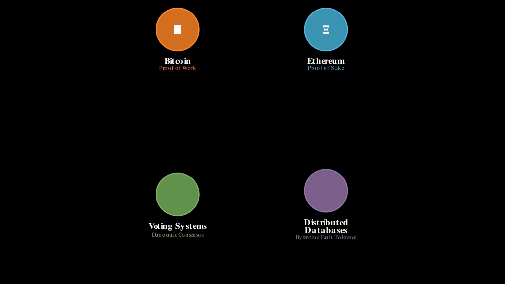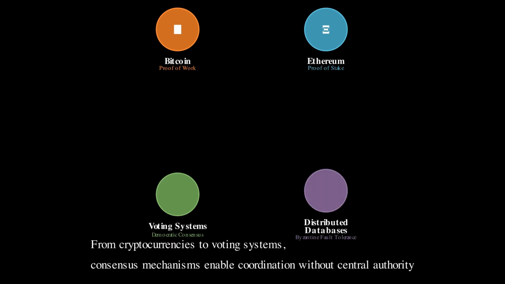Smart contracts, DeFi, NFTs, all running on consensus. Voting systems. Imagine elections where every citizen can independently verify their vote was counted correctly, where recounts are instant, where election fraud becomes mathematically impossible. Distributed databases. Major tech companies use consensus algorithms to keep their data synchronized across dozens of servers worldwide. When you use Google or Facebook, you're benefiting from consensus mechanisms.